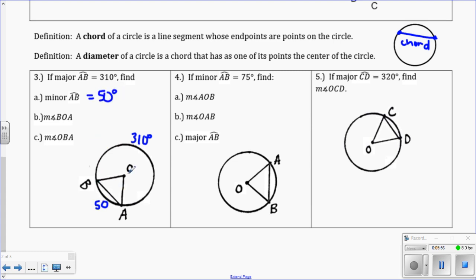Next is angle BOA. BOA is a central angle, and the rule is that the central angle is the same as the intercepted arc, also making it 50 degrees.